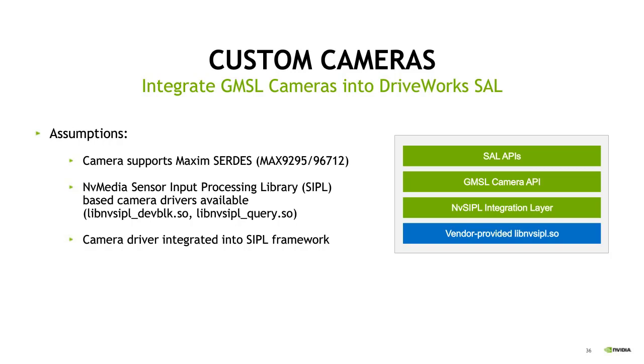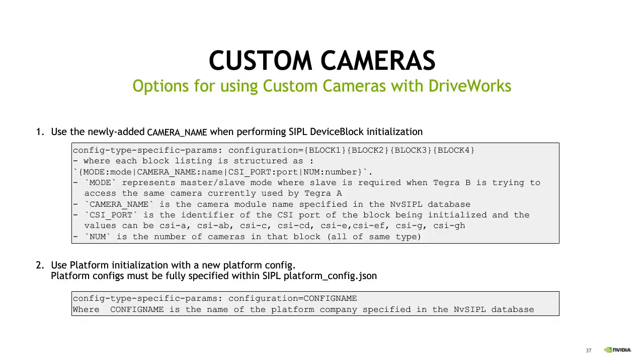Once the integration is done at the SAL layer, the integration into DriveWorks is pretty straightforward. We just have to specify the config parameters in the parameter string, and these are the parameters that need to be specified. Mode represents whether the camera is in master or slave mode. Slave mode is required when Xavier B is trying to access the camera, which is currently being used by Xavier A. Camera name is the name of the camera module that is specified in the SAL library. PSI port is the identifier of the port to which the camera module is connected, and the num parameter signifies the number of cameras connected.